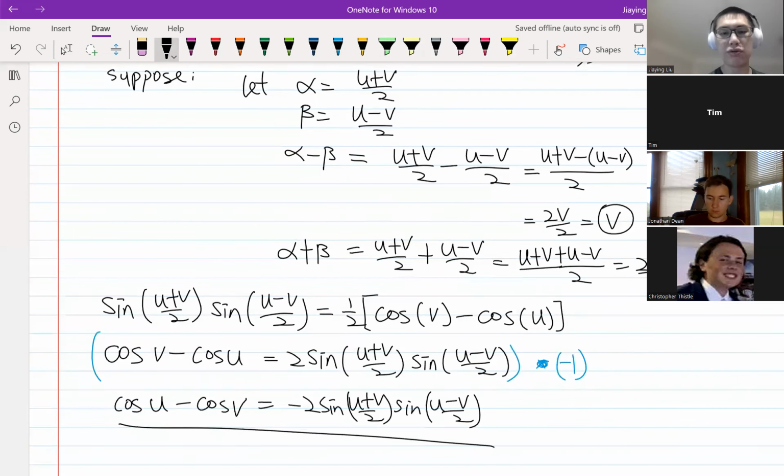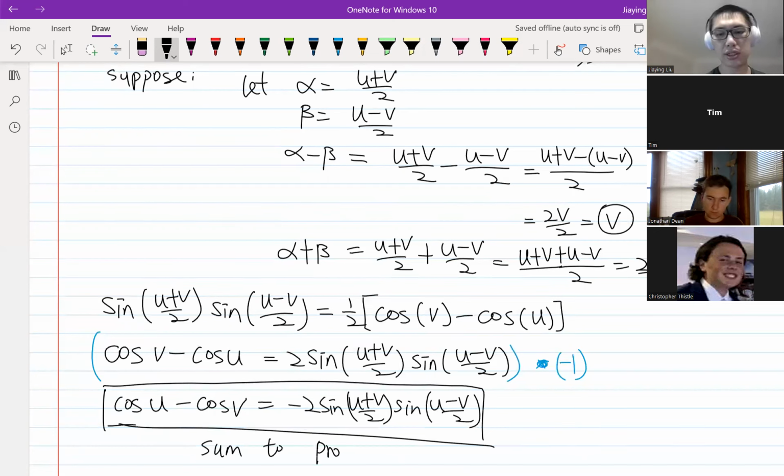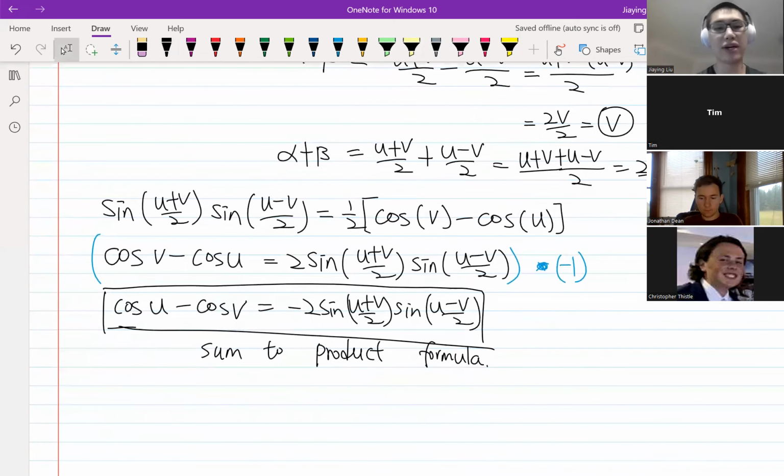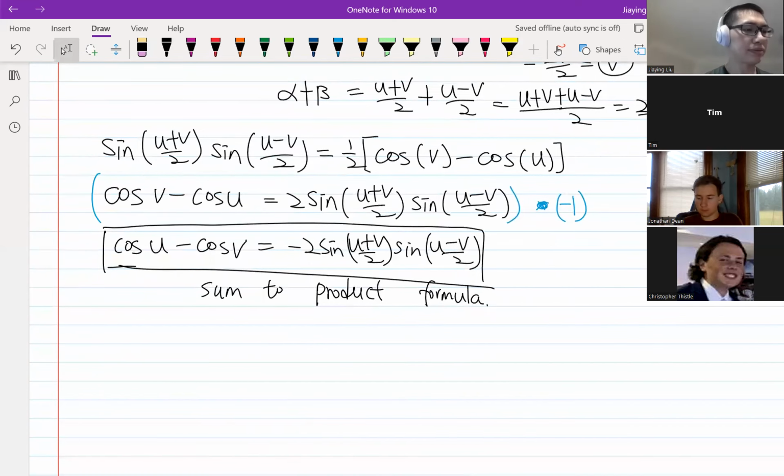So I end up with this new formula, which converts a difference, or sometimes a sum, into a product. This is called the sum to product formula, kind of like the product to sum formula. It just allows us to write down a product instead of a sum or a difference. Sometimes that might be handy if we want to simplify some terms. So this is one of them.